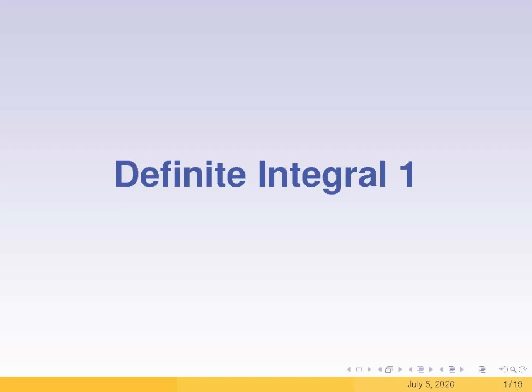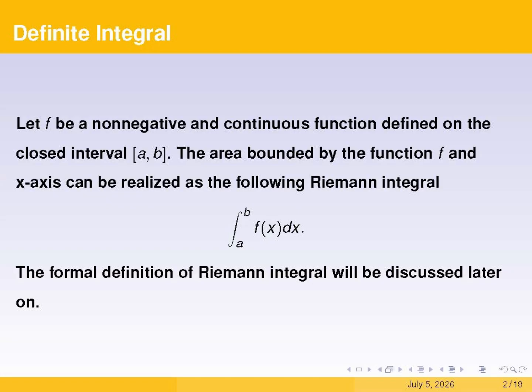We will discuss the meaning and concept of the definite integral, focusing specifically on how it differs from the Riemann integral. Consider a non-negative continuous function f defined on a closed interval from a to b. The area of the region bounded by this non-negative function f and the x-axis can be calculated using the Riemann integral shown on the screen.